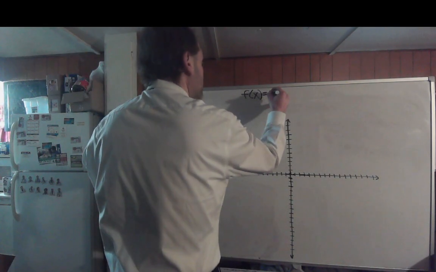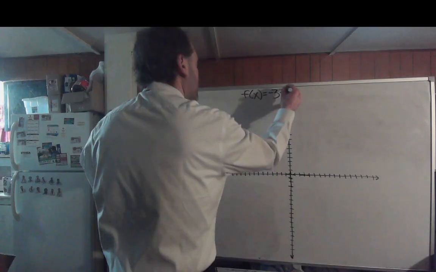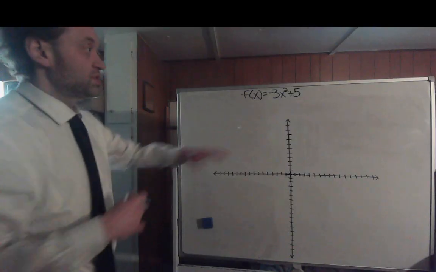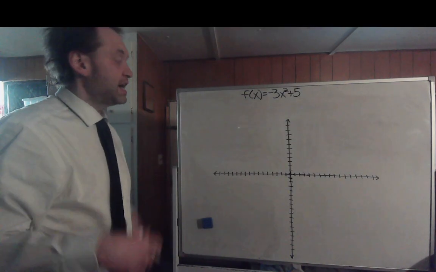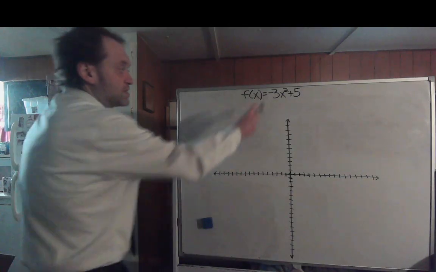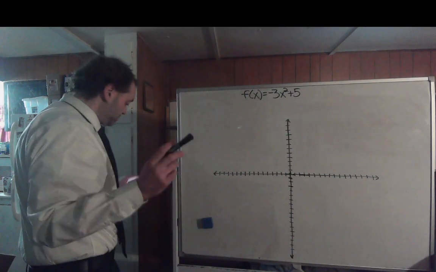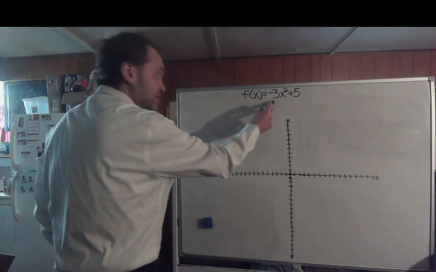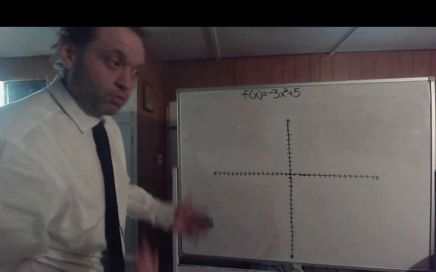All right. f of x equals negative 3x squared plus 5. So we just got f of x equals negative 3x squared plus 5. Well, what is the coefficient on our x squared term? Is it going to be positive or negative? It's negative, so that means your parabola once again will open downward.